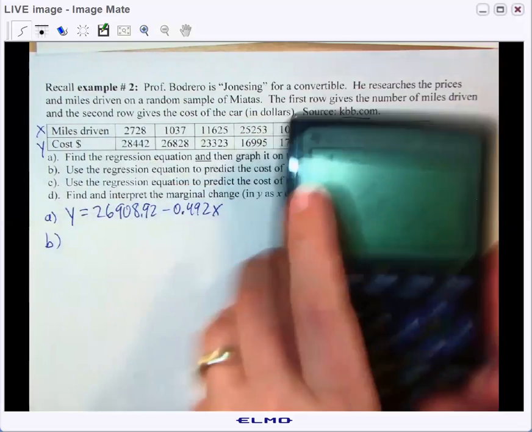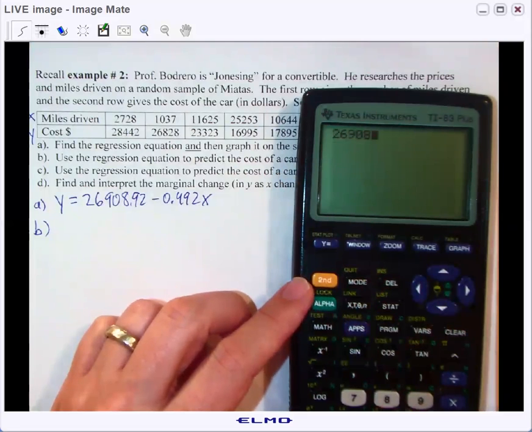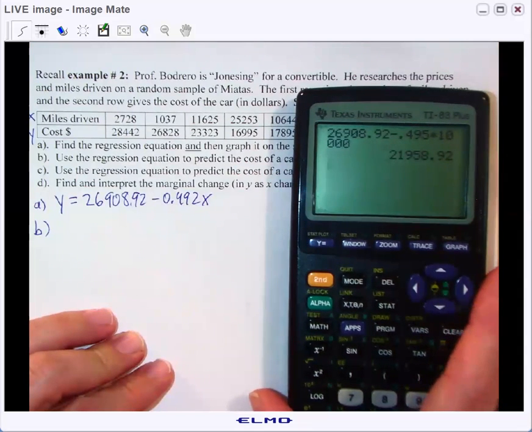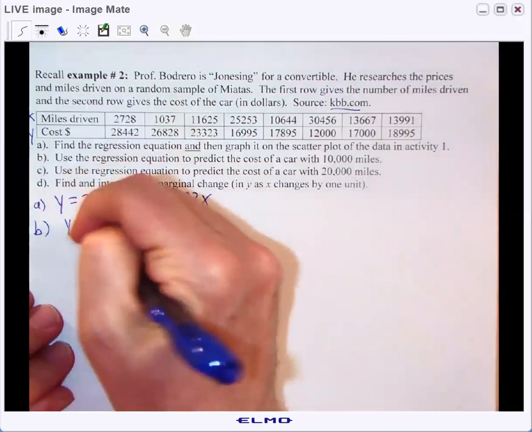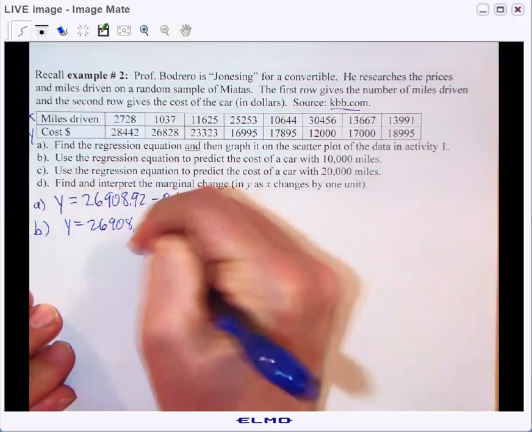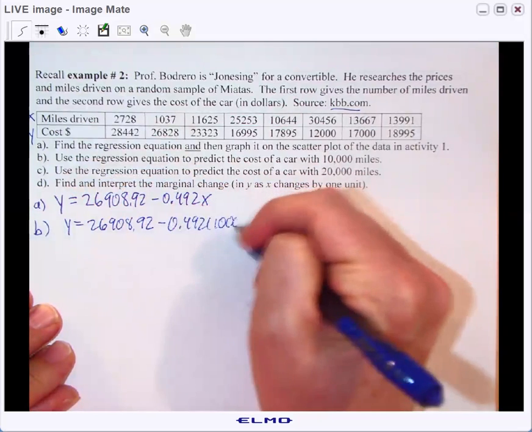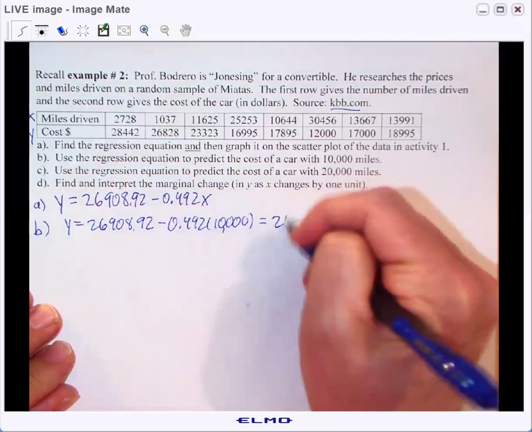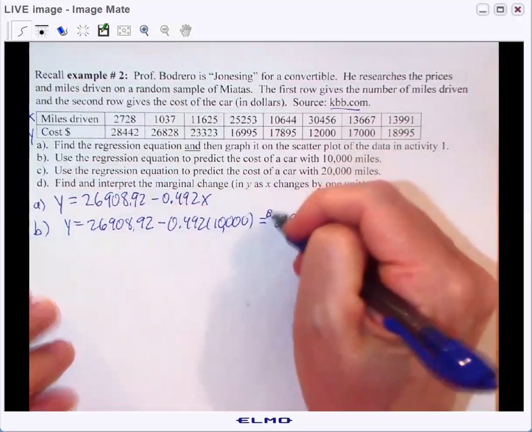Okay, so let's put that into our calculator. So let's do 26908.92 minus 0.492 times 10,000. And hey, my graph wasn't too bad. I guessed it'd be around 22 or 23,000. So if we put that in, y equals 26908.92 minus 0.492 times 10,000, we get 21,958.92. So almost $22,000.